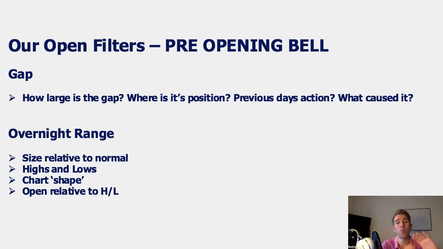Overnight range as well. So we have the closing print from the cash, and then we have the overnight range with the futures trading overnight in the overnight session. How has that performed? Do we have a big range overnight compared to normal? Where's the high of the overnight range? Where's the low of the overnight range? What's the shape of the chart? And where's the open relative to the overnight high and overnight low?